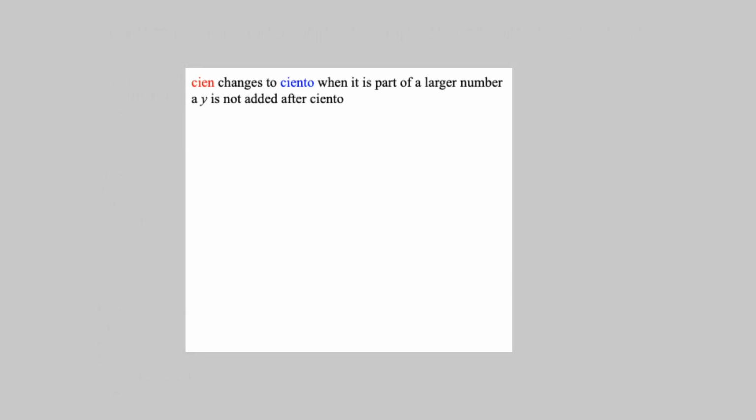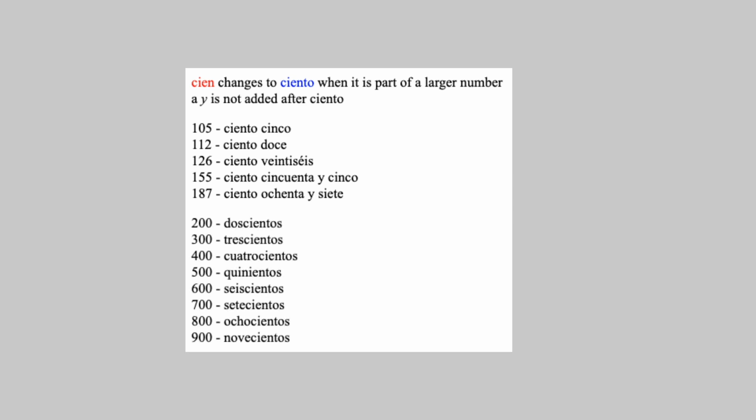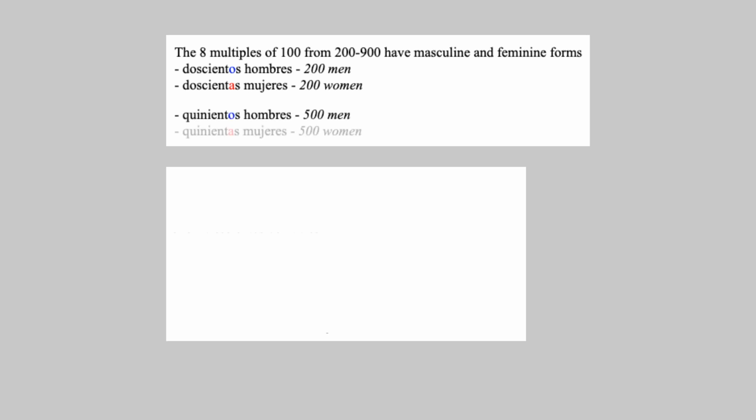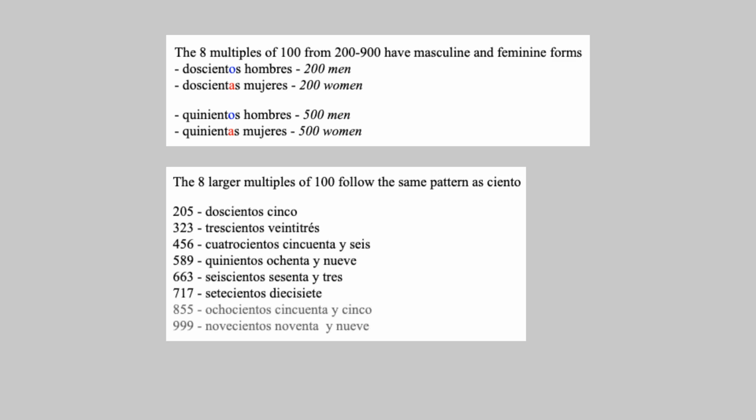100 changes to ciento if it's part of a larger number, and an E is not added after ciento. The other multiples of 100 have masculine and feminine forms, and they follow the same pattern as ciento. They do not add an E after cientos.